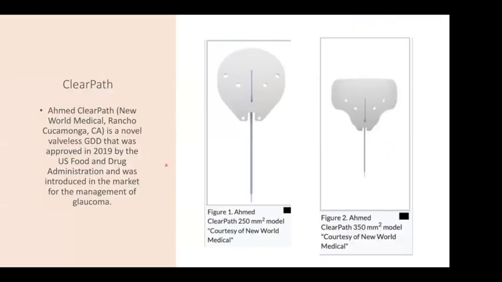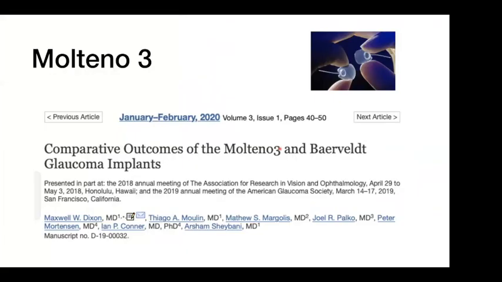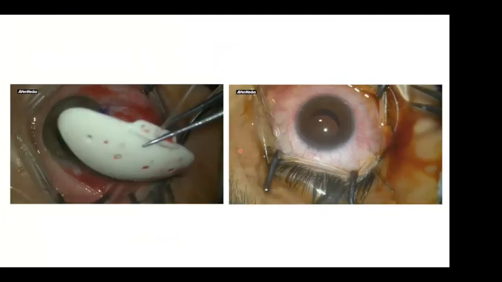And this is the ClearPath, which is the product of New World Medical. And these are the two sizes, and it actually comes with a 4-0 Prolene suture that occludes the tube temporarily. And then this is the Molteno tube. Again, it's trying to come back to the market.